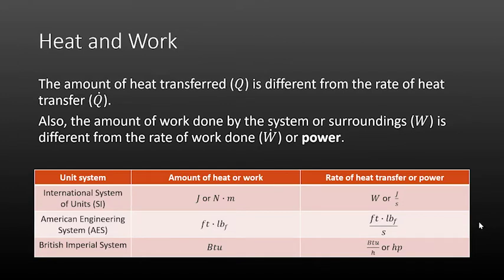For the amount of heat or work, we use joules or Newton meter under the SI system. We use foot-pound force under the American engineering system, and we use BTU or British thermal units under the British imperial system. For the rate of heat or work transfer, under the SI system, we use watts or joules per second. For the American engineering system, we have foot-pound force per second. And under the British imperial system, you can either use BTU per hour or horsepower.